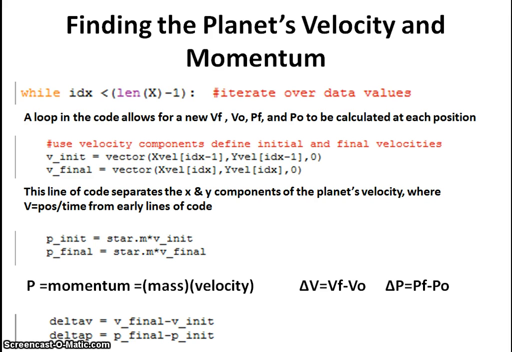Now, finding the planet's velocity and momentum we have to do in order to find F-net. Before we start this iteration loop, which is going to find the velocities and momentums over all x and y components of our data, we have to do v equals position over time, and that was done earlier. And then right here, it separates our initial and final components of velocity into x and y components, and then finds the magnitude. Because p equals mass times velocity, we just simply multiply our initial and final velocities times the mass, and we get those. And for our delta v and delta p, we just subtract the initial from the final.